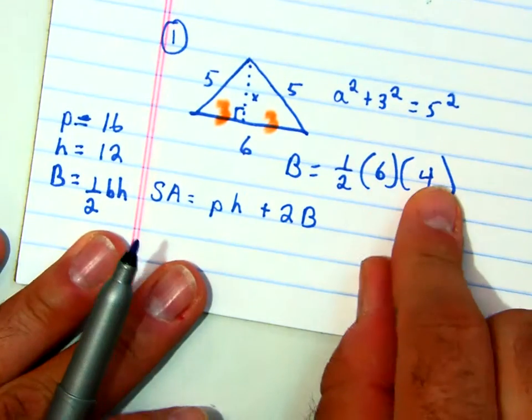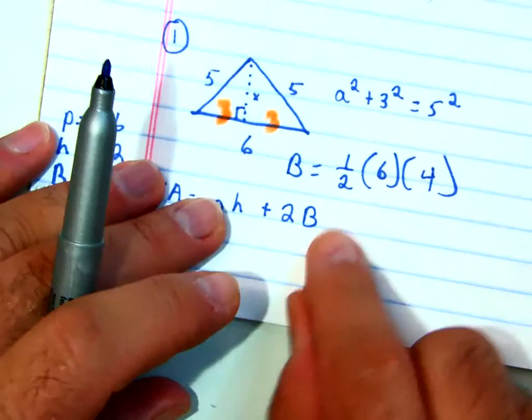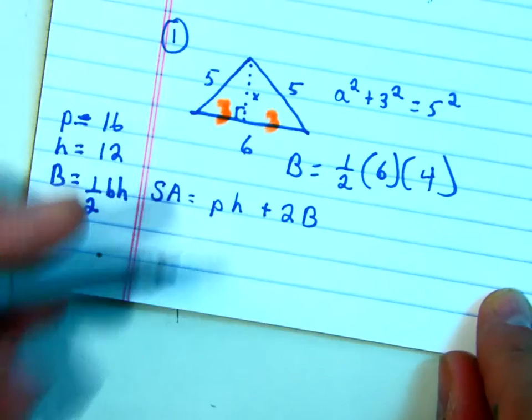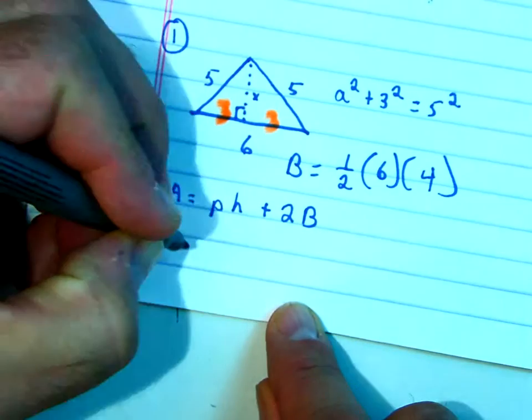All right. So here we are. I've listed the things I need. I've found my area of the base. Now I just plug it all in. So I put surface area is 16.